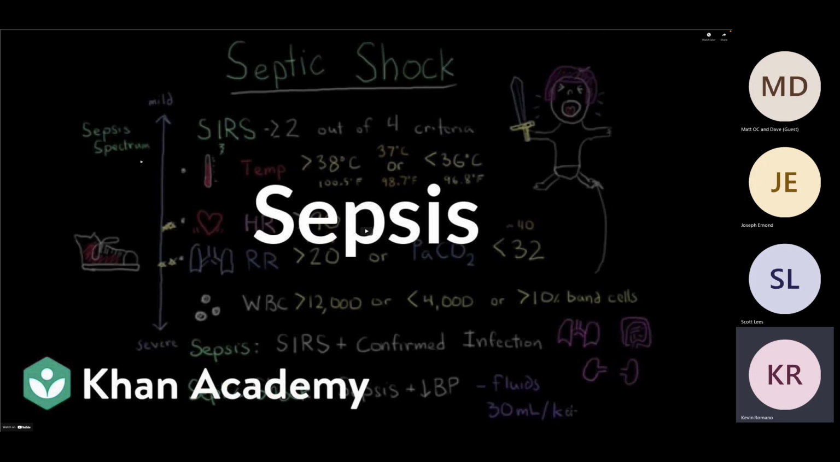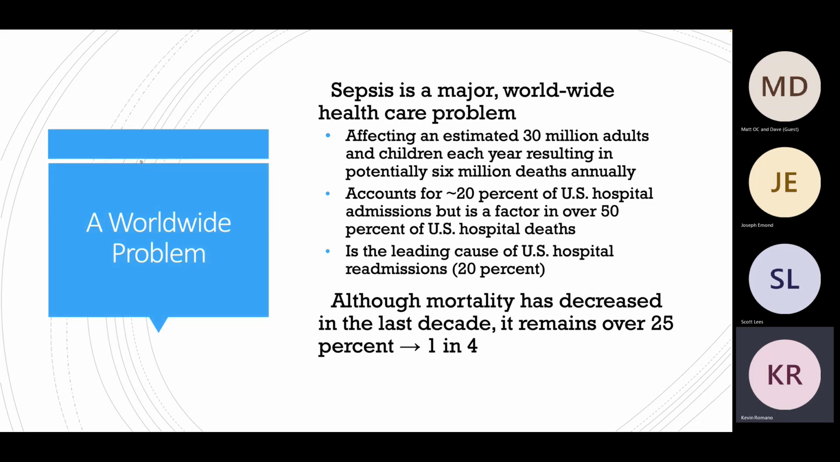All right. So with that being said, sepsis is a major worldwide healthcare problem. It's affecting an estimated 30 million adults and children each year, resulting in potentially 6 million deaths annually. It accounts for 20% of U.S. hospital admissions, is also a factor in over 50% of U.S. hospital deaths, and is a leading cause of U.S. hospital readmissions by 20%. And that is where community care medicine comes into play, to prevent that readmission status. Although mortality has decreased in the last decade, it still remains over 25%, which is 1 in 4 patients.